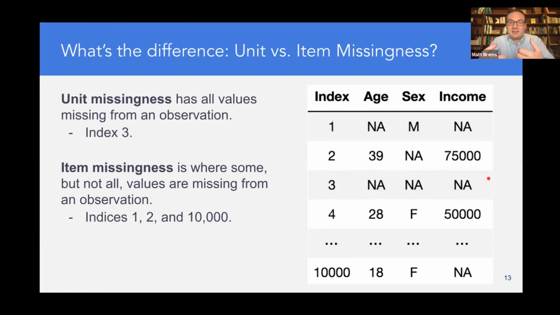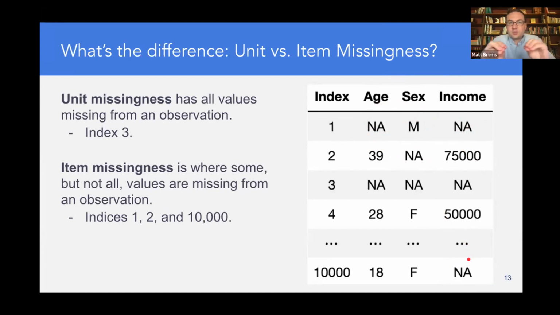Item missingness, I like to call this Swiss cheese missingness because it's got holes in it. This is where some, but not all, values are missing from an observation. So for index 1, we notice that there's an NA for age, there's an NA for income, but their sex has been filled in. These would be examples of item missingness. Individual 2, or index 2, we see item missingness. Individual 10,000, we see item missingness.